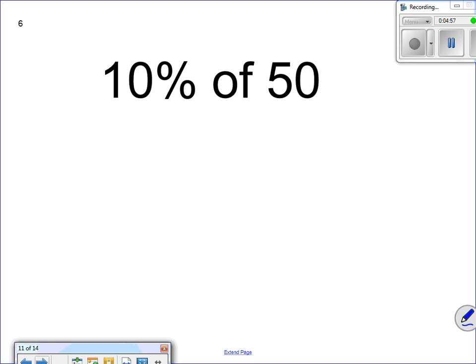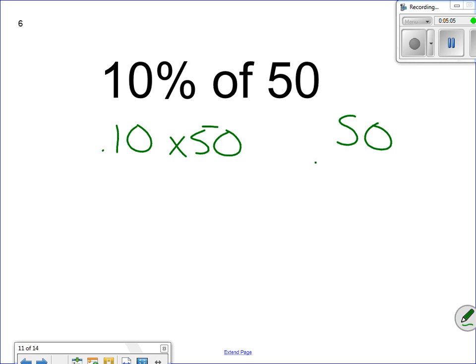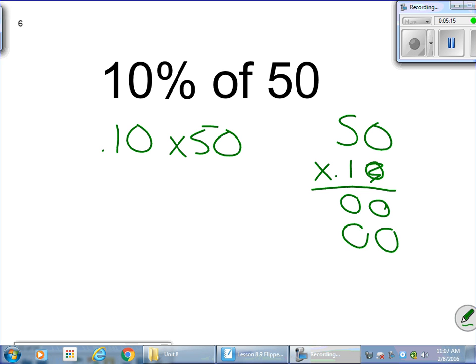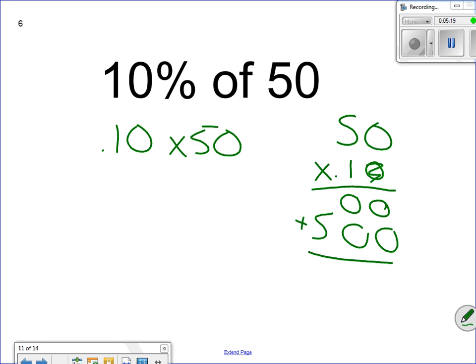10% of 50. 0.10 times 50. 50 times 0.10. 0, 0, place value holder. 1 times 0 is 0. 5, add them up, 500. Where's the decimal? Move it 2 spots, move it 2 spots, boom. 5 is our answer. Let's keep cruising here.